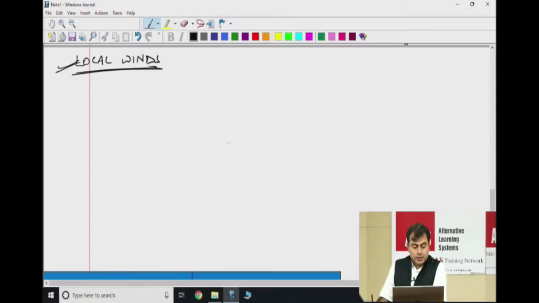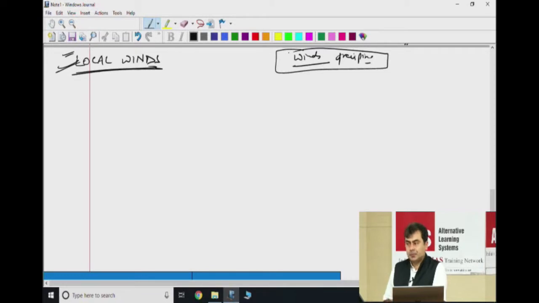So this is planetary winds, and I want to connect winds with precipitation. So I want to bring a local wind also. Before bringing a local wind, I want to talk about a macro wind.